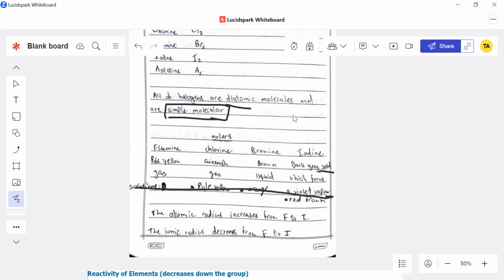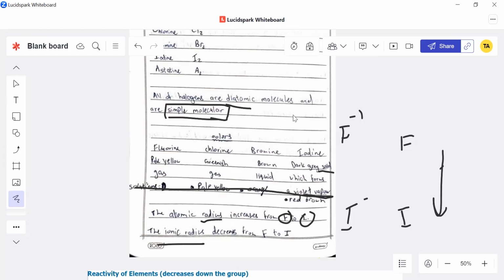You don't need to know solutions because they won't really give you solution questions. The atomic radius increases from fluorine to iodine, so down the group. When you go down the group, the atomic radius increases. And the ionic radius decreases from fluorine to iodine. What is the ionic radius? When fluorine exists as an ion, F negative one, and iodine exists as an ion, iodide, the radius would decrease when they are ions.